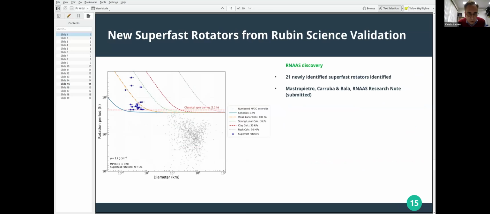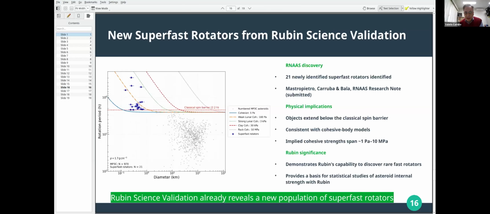And then as a side project, we were also able to get new rotational periods for some of the asteroids in the Science Validation Survey. In particular, we identified 21 new asteroids that are beyond the classical spin barrier of 2.2 hours. This work is currently under review in Research Notes. They are consistent with cohesive body models. They have implied cohesive strength between 1 and 10 megapascal. And this demonstrates the Rubin capability to discover rare fast rotators and provide a basis for statistical study of asteroid internal strength with Rubin.